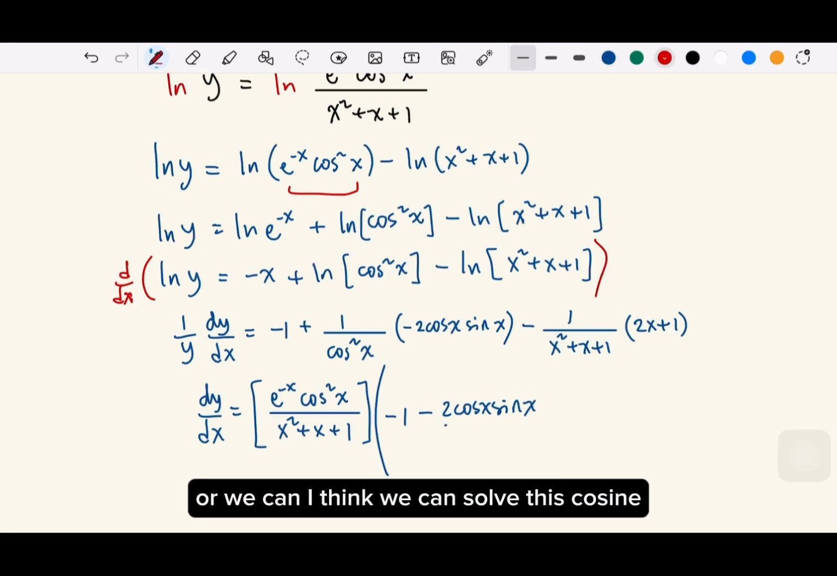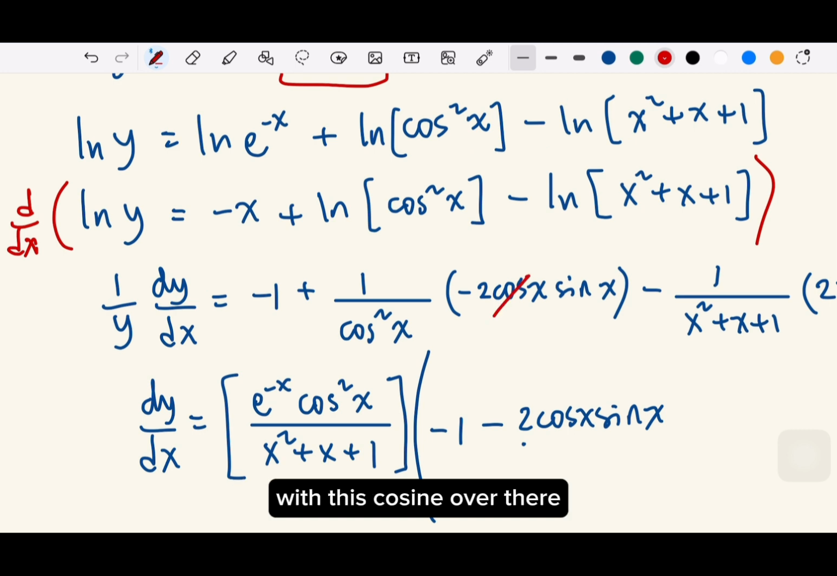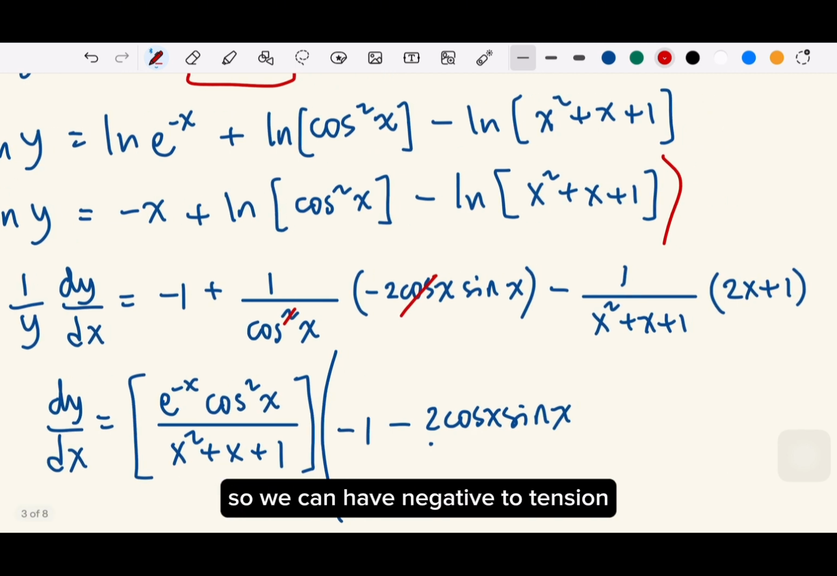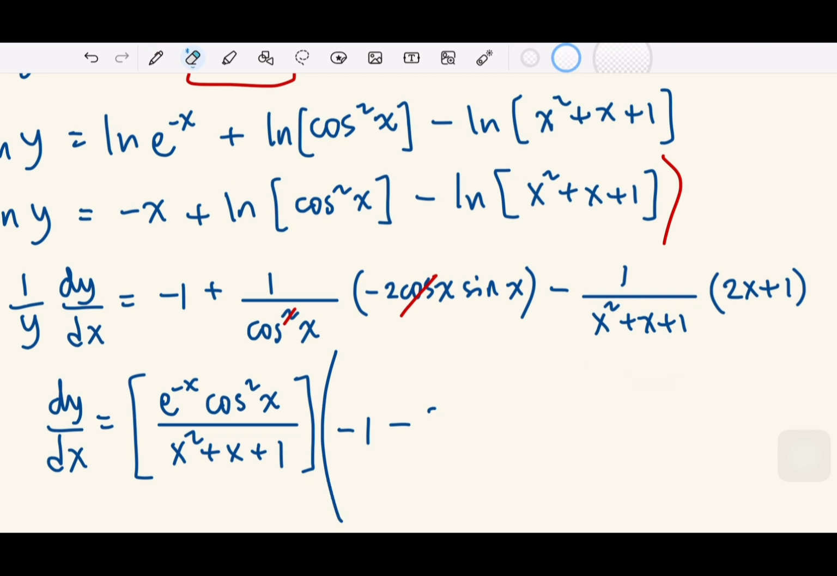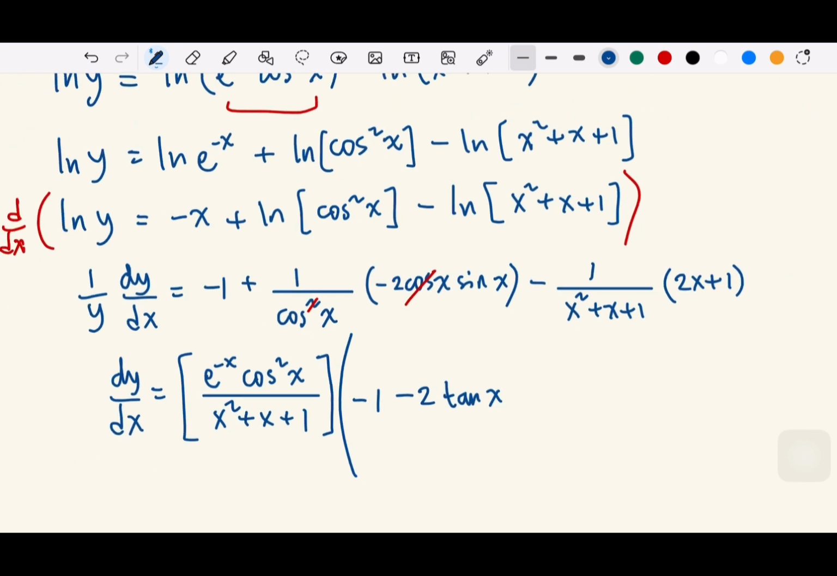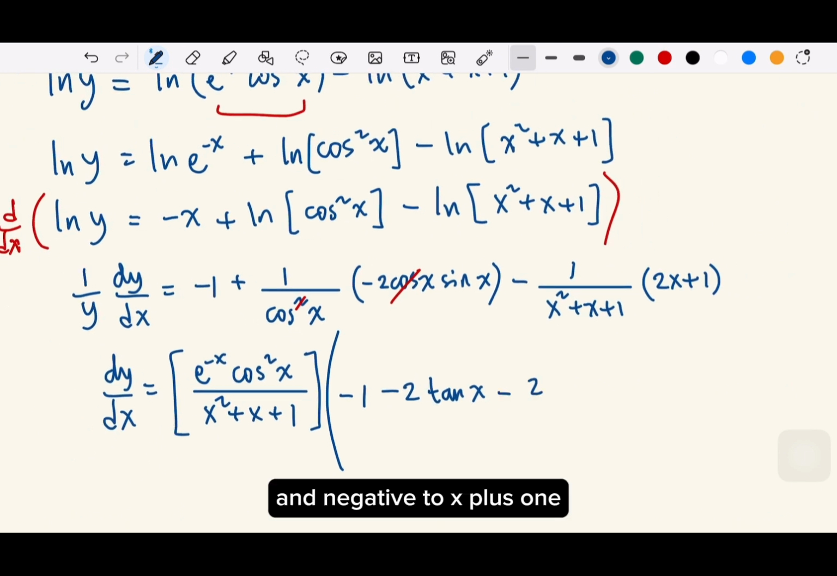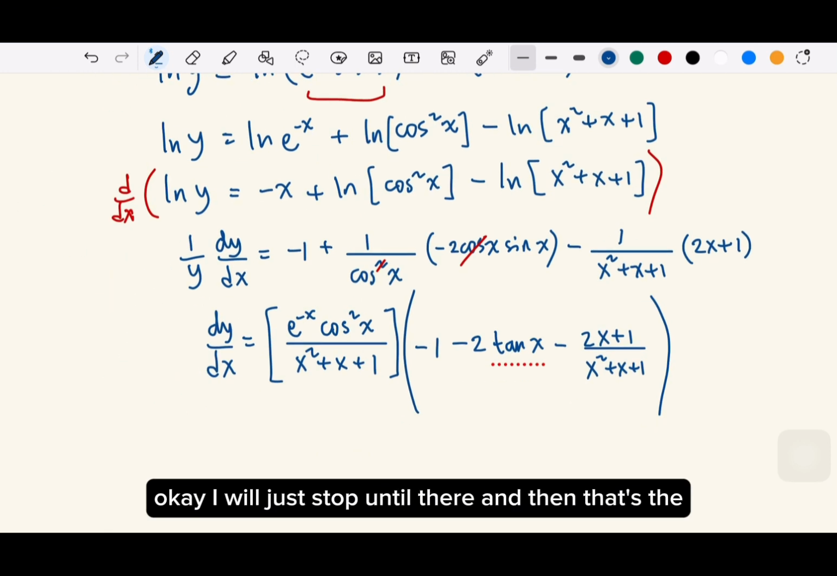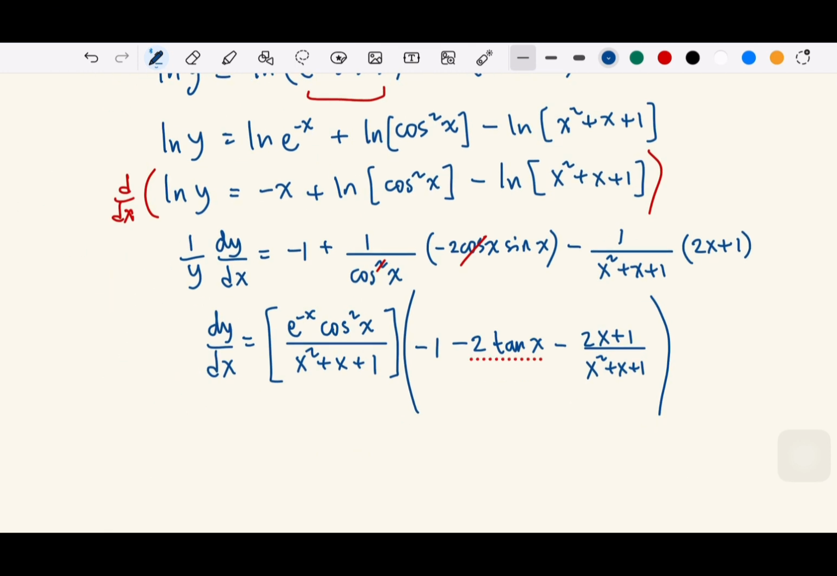or I think we can cancel this cosine with this cosine over there. So negative 2 tangent, so we can have negative 2 tangent, and negative 2x plus 1. Okay, I will just stop there. And then that's the derivative.